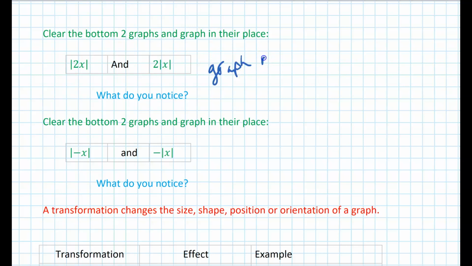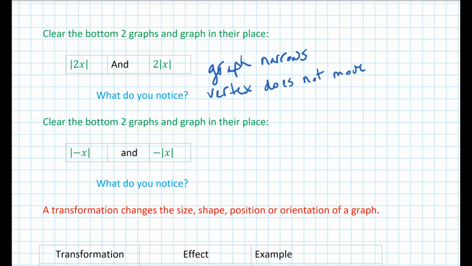Wait, 2x and 2 like so those graphs were the same? Well, there's a different effect, but it ends up doing the same thing. Okay, go ahead and delete those bottom 2 graphs and now graph the absolute value of negative x and then also the negative absolute value of x.